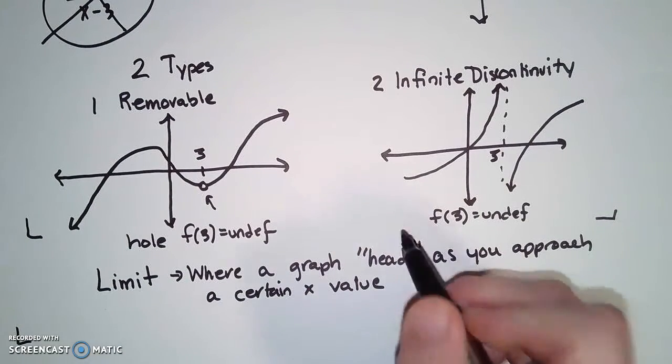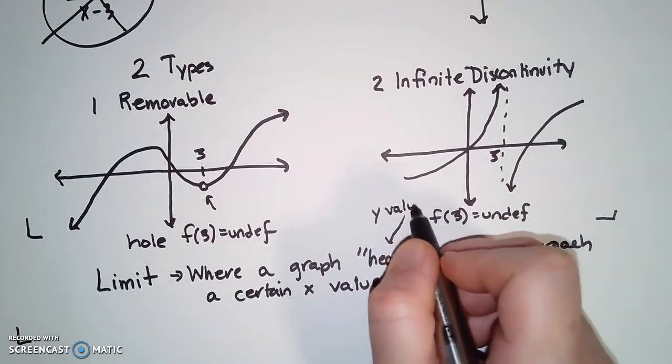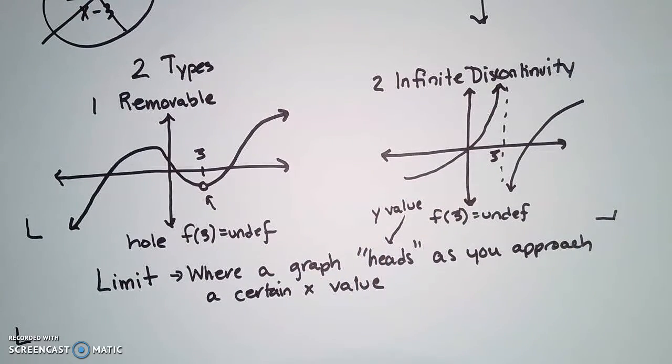And I'm going to be careful with where I said where it heads. It's the y value it heads towards as you approach a certain x value. It's a little strange to think about. It doesn't really matter what happens when you get there. It's just kind of where it's heading to. Okay, so let's look at a graph of this to see if we can understand what's going on.